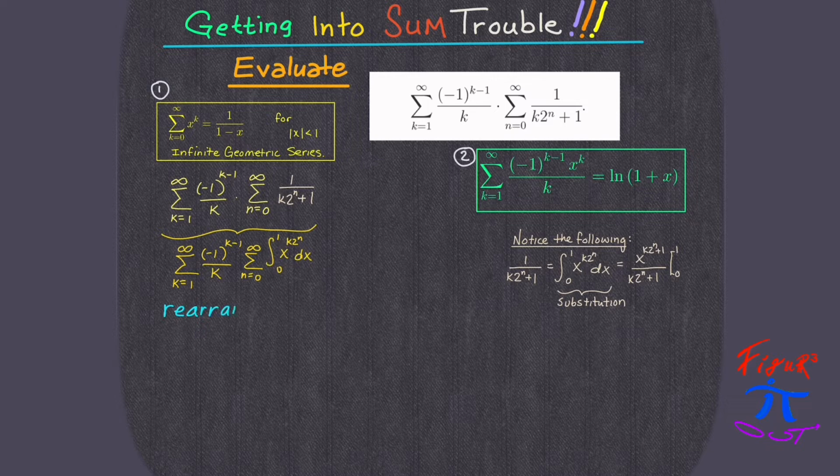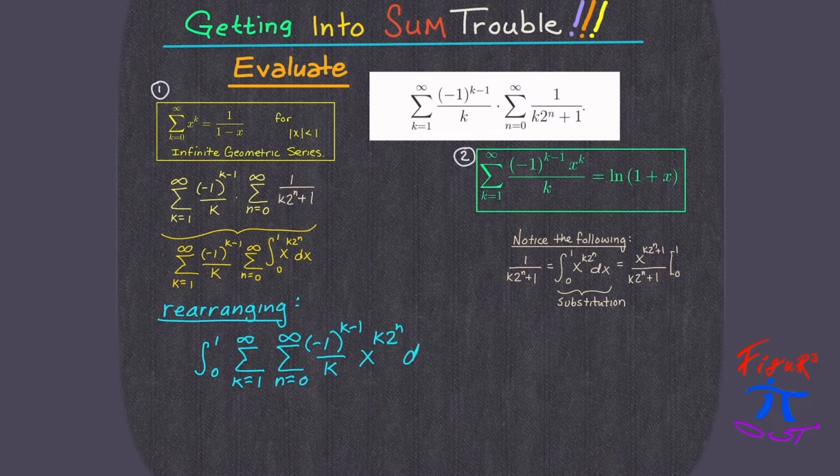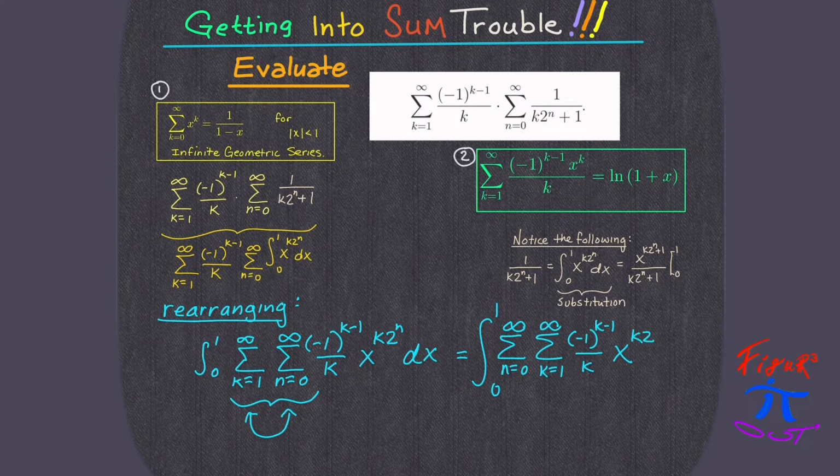Once that substitution is made, we can then rearrange a few things, and that's sort of the point of using the integral here: we can now rearrange the summation and the integral symbols. That gives us the integral from 0 to 1 of the double summation of negative 1 to the k minus 1 power over k times x to the k times 2 to the n power. And of course you can rearrange the summation order.